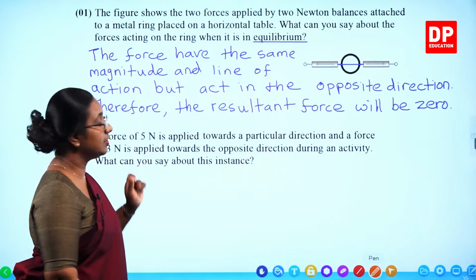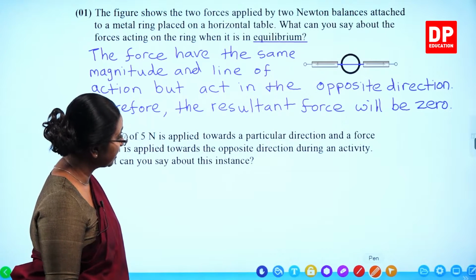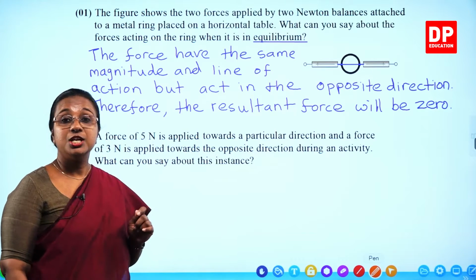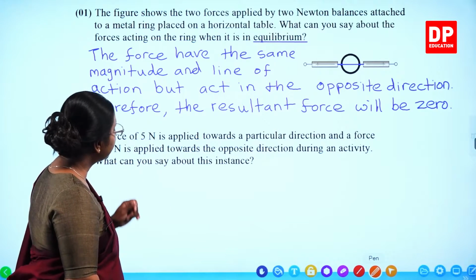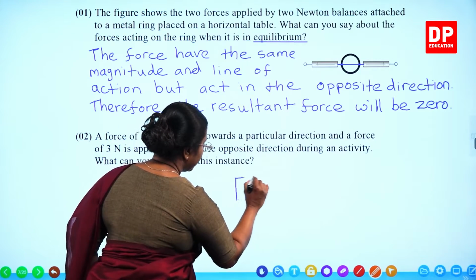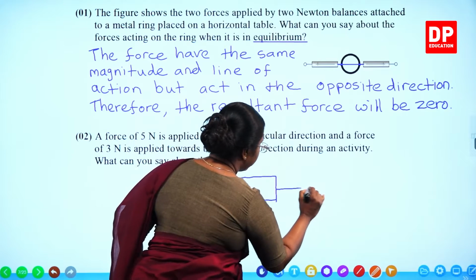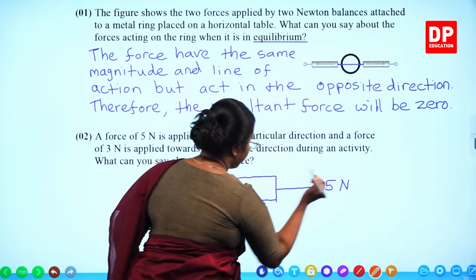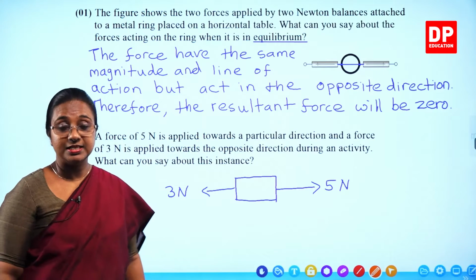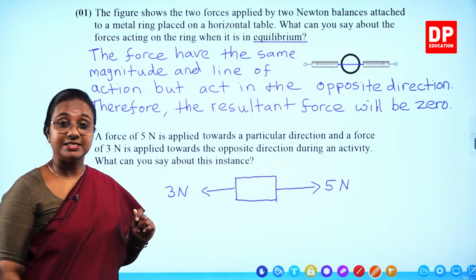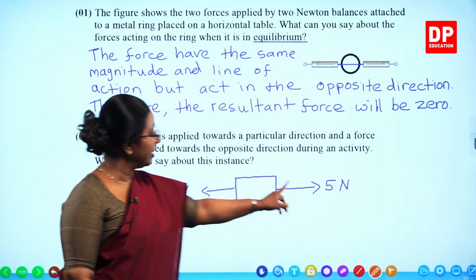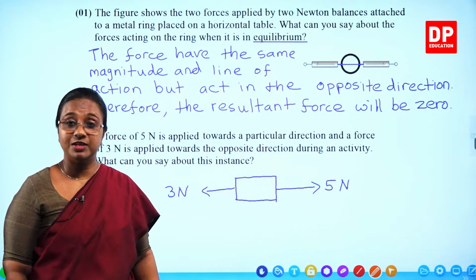A force of 5 Newton is applied towards a particular direction and a force of 3 Newton is applied towards the opposite direction during an activity. What can you say about this instance? If there is an object, a force of 5 Newton is applied in one direction and a force of 3 Newton is applied in the opposite direction. We have seen an instance similar to this. The object will move towards the direction of the 5 Newton force.